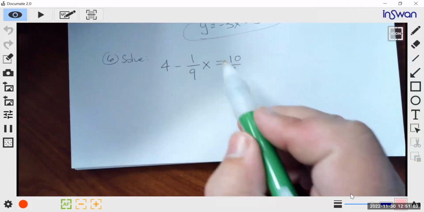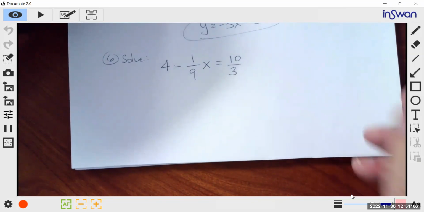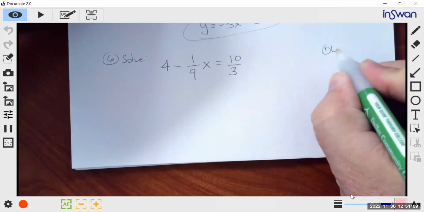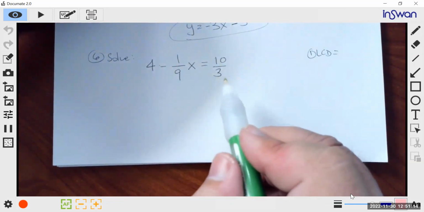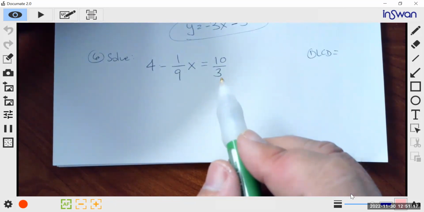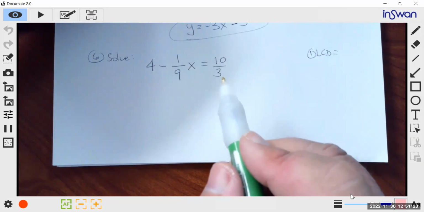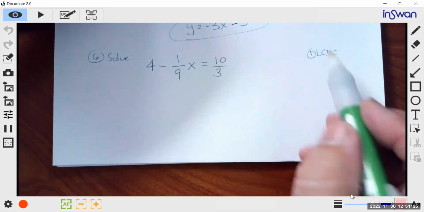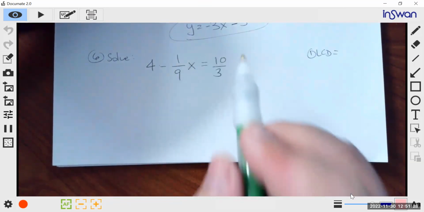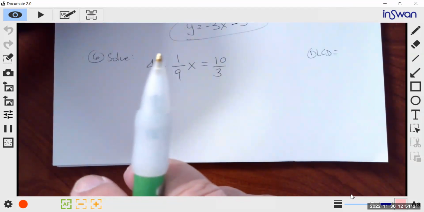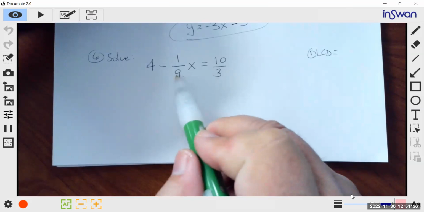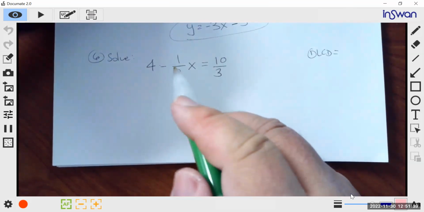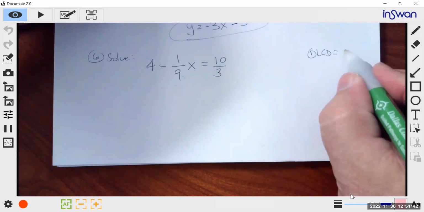First things, there's fractions and an equal sign. Whenever you have fractions and an equal sign, get rid of the fractions. Find the LCD. What's the LCD in this case? You're thinking it's a 3 or a 9. It's the LCD. What's the smallest number that they both fit into? 9 fits in 9. Does 3 fit in 9? Yeah, 3 times 3 is 9. So the LCD is 9.